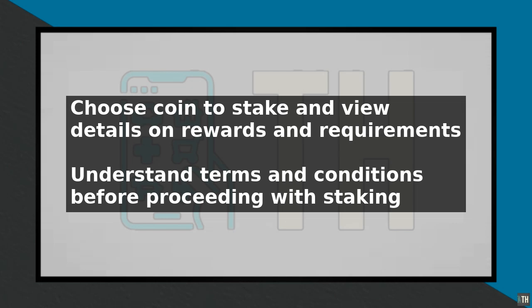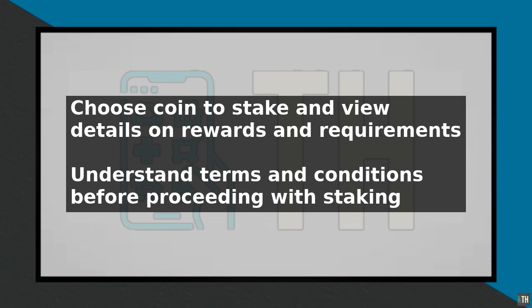Next, transfer the desired amount of coins to your staking wallet. You can do this by going to the Wallets section, selecting the coin you want to stake, and clicking on Deposit. Follow the prompts to complete the transfer, which may involve waiting for blockchain confirmations.